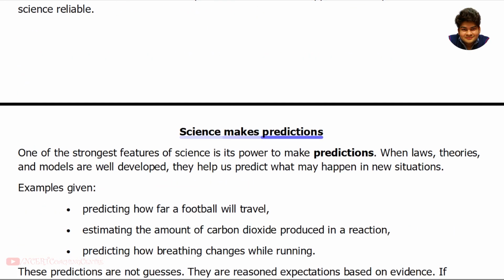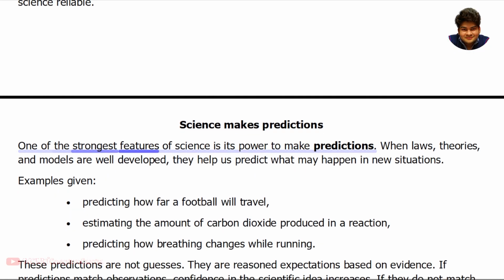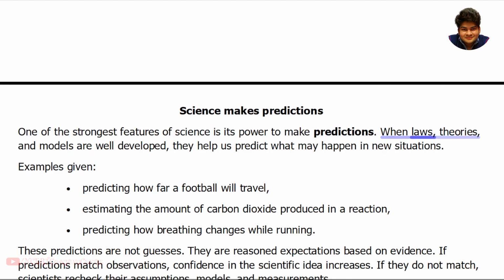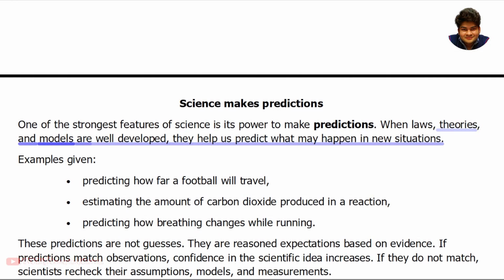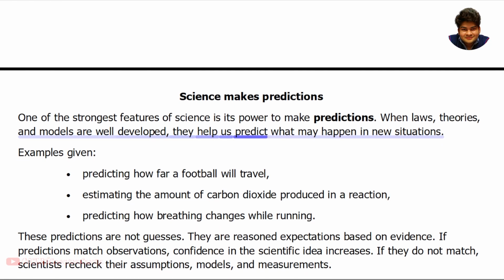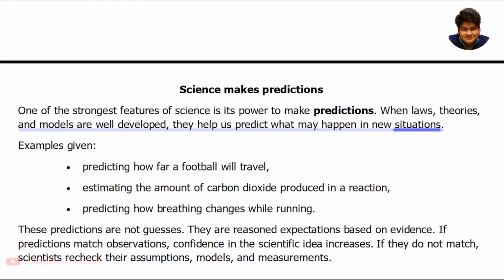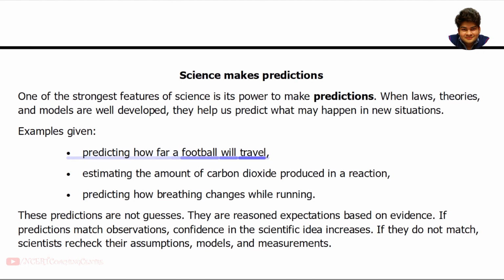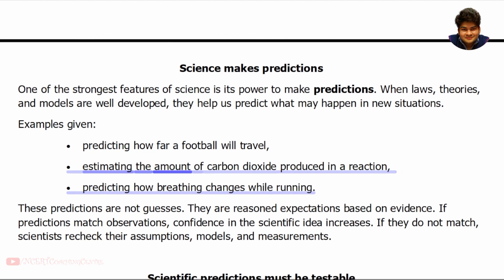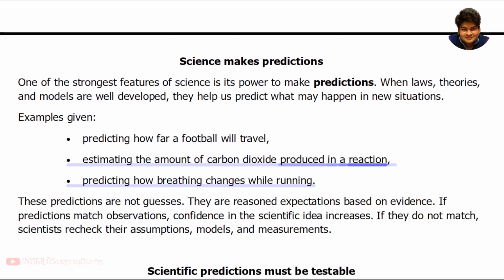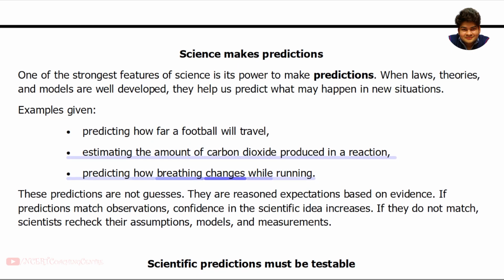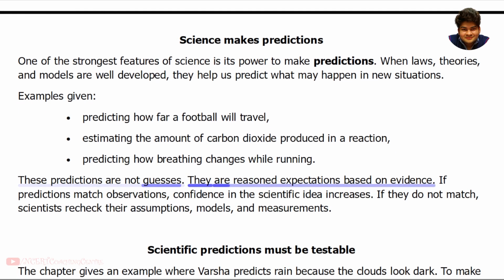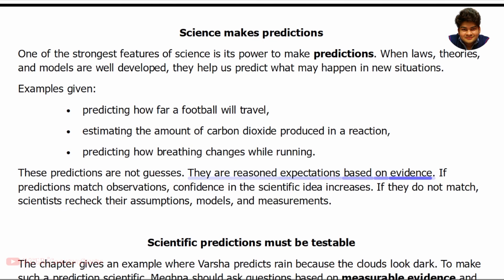Science makes predictions. One of the strongest features of science is its power to make predictions. When laws, theories, and models are well developed, they help us predict what may happen in new situations. Examples given: predicting how far a football will travel, estimating the amount of carbon dioxide produced in a reaction, predicting how breathing changes while running. These predictions are not guesses. They are reasoned expectations based on evidence.